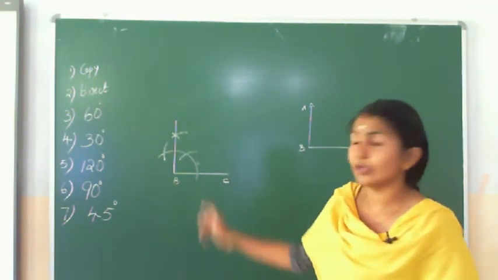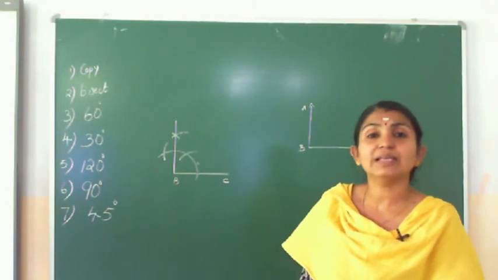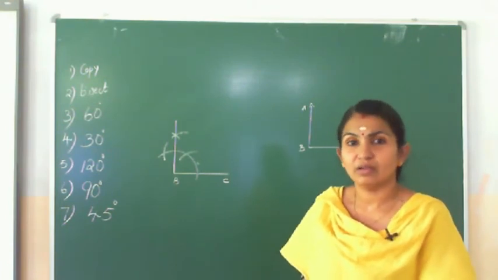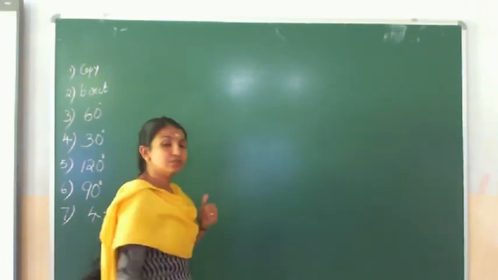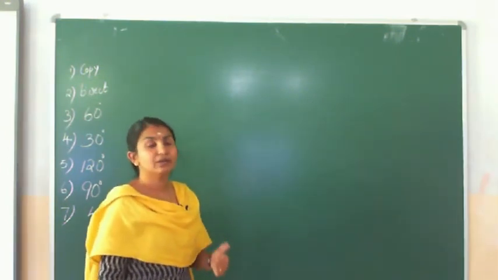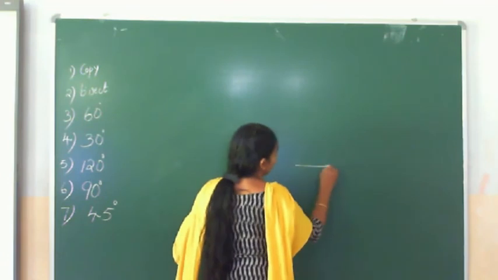Okay. Now we are going to draw the next one, that is 45 degree. Both methods I will show you, which one you want, you can do it. So first we are drawing a rough figure of 45 degree.